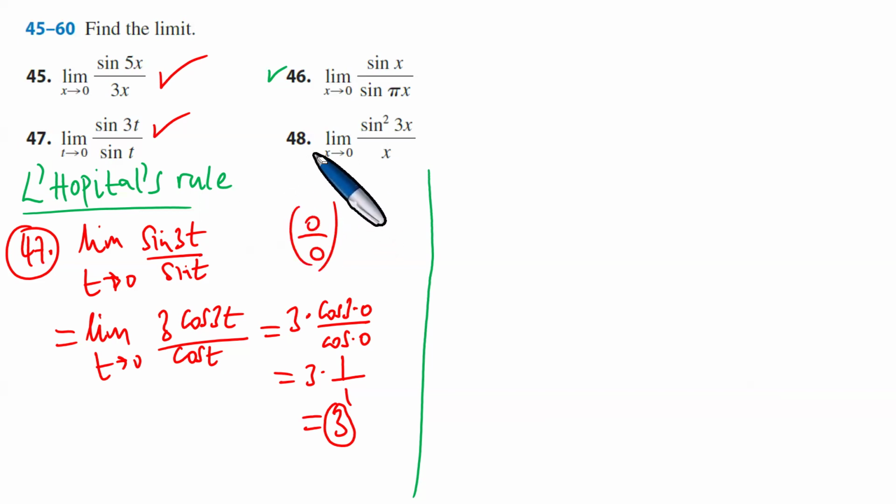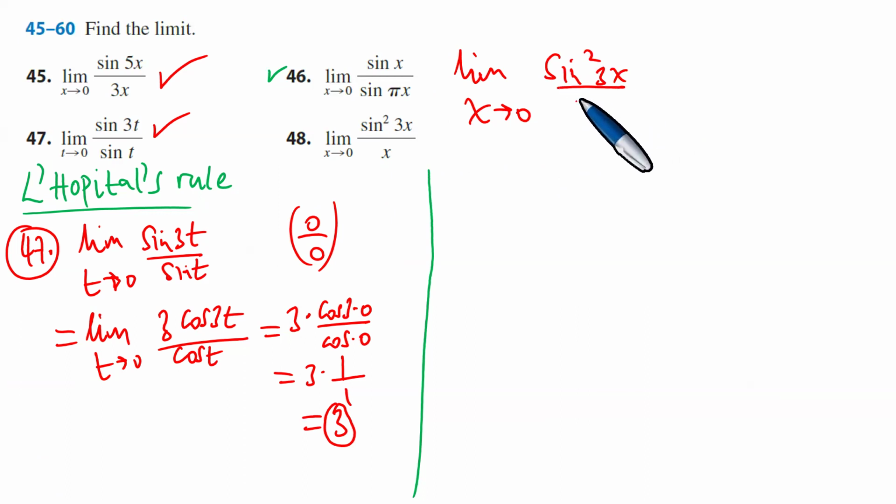This one here can be done in a billion ways, but now we're going to use one of the methods we've learned for limits. This one here with the sine squared, as x approaches 0, we have this.